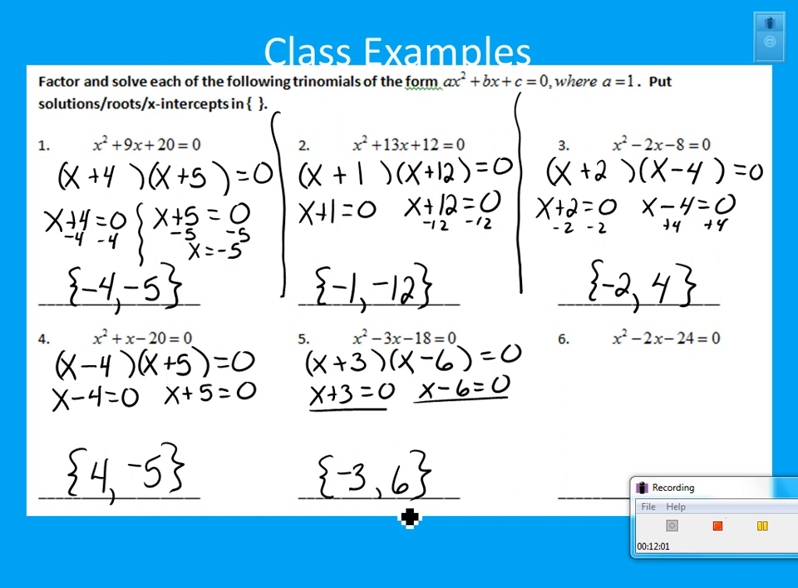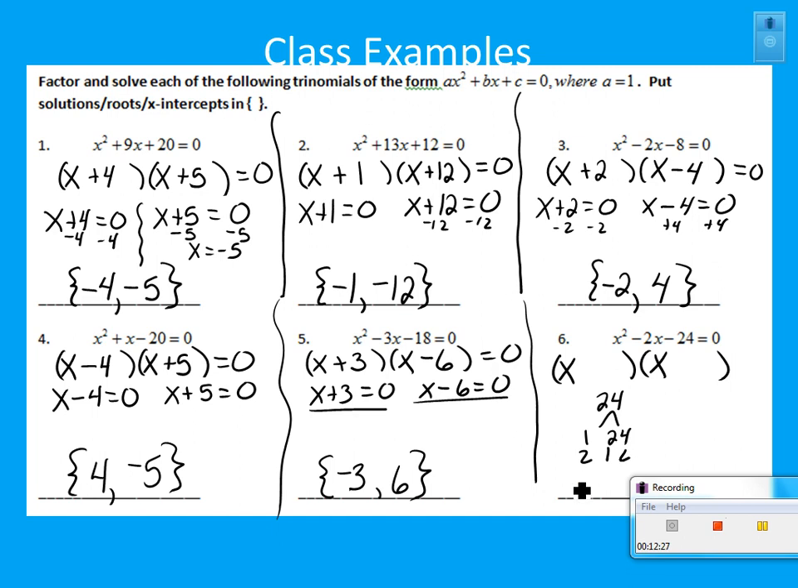Here's your number 6. I'm just going to pick the pace up a little bit. Hopefully you've got the hang of it. The hard part now is just getting the numbers. So parenthesis, parenthesis, x, x. Two numbers that multiply to be 24. My choices are 1 and 24, 2 times 12, 3 times 8, 4 times 6. Find the ones that you could make add up to be negative 2.